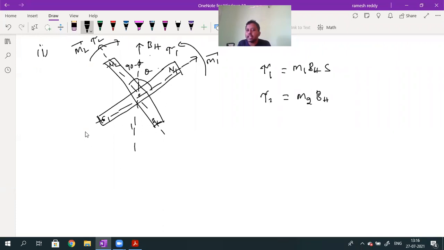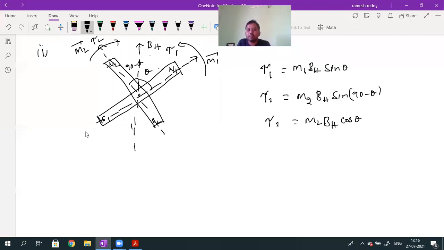Now the first one making an angle theta will give sin theta. The second one making an angle 90 minus theta will give sin of 90 minus theta. So what do I get for tau 2? Tau 2 is given by m2 into BH into sin of 90 minus theta, which is cos theta.